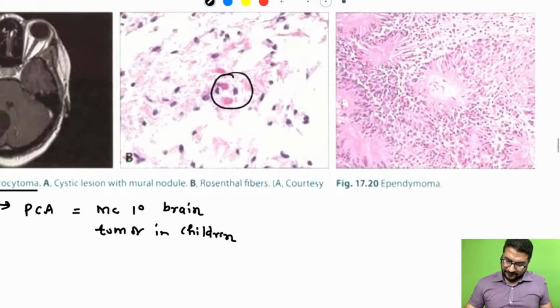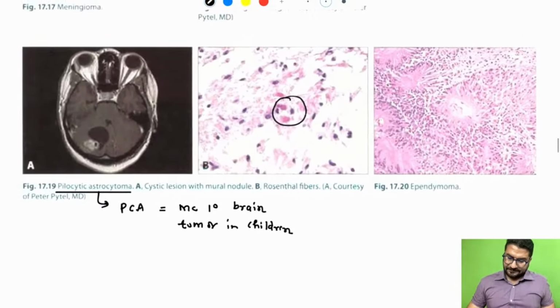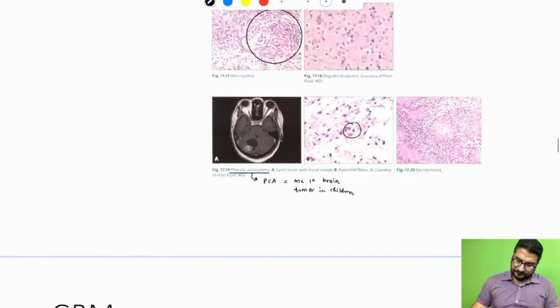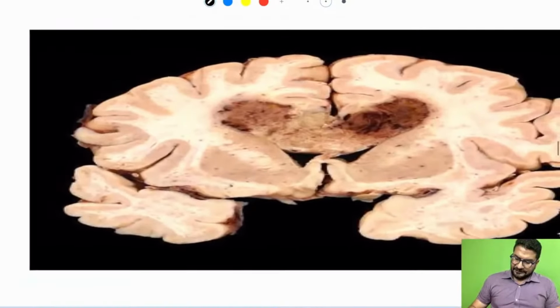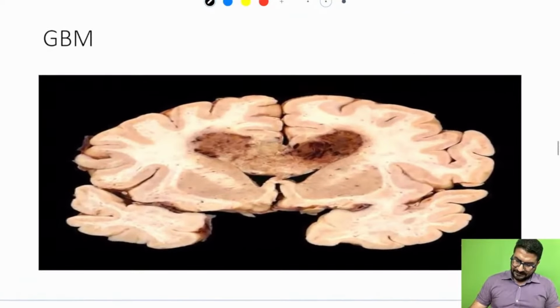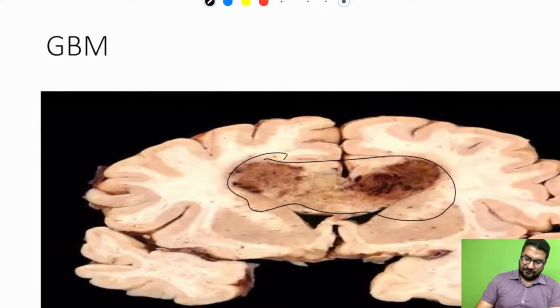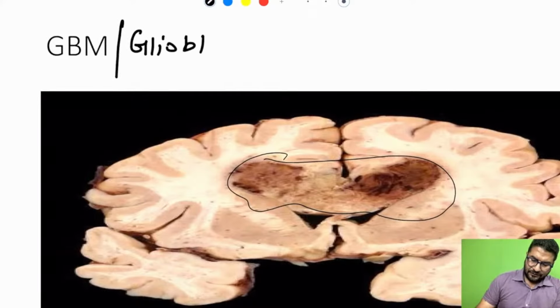You will find these red color fibers. We call them Rosenthal fibers. So this is called a butterfly tumor. Butterfly tumor means you can notice the tumor will spread from one hemisphere to another hemisphere. We call this glioblastoma multiforme.